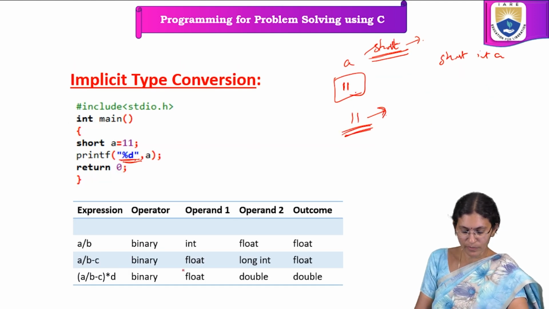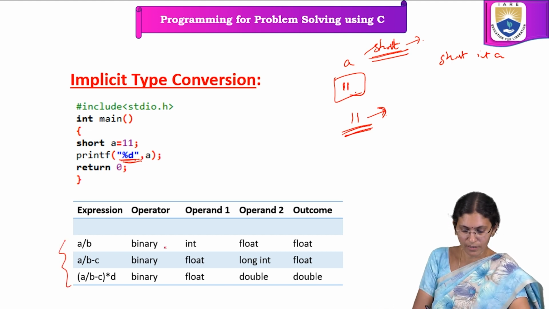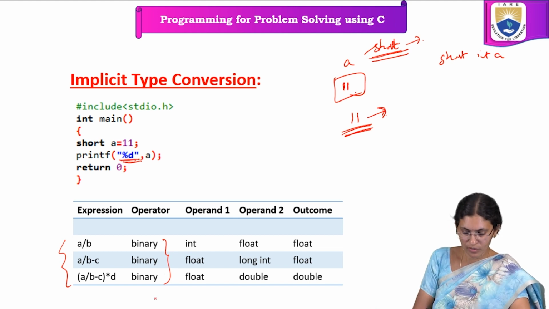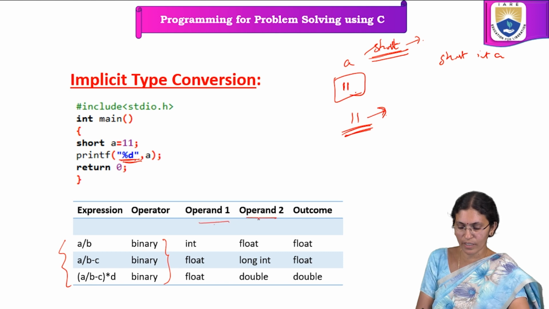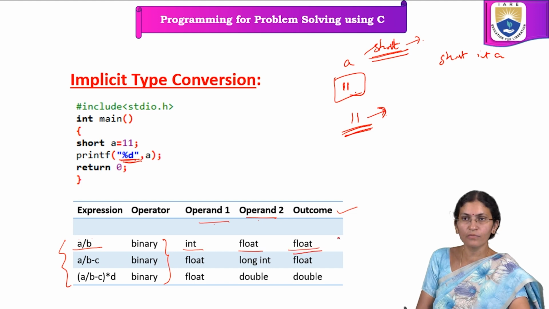Next, these are the expressions which we have considered. In operators we have seen unary and binary operators, and these are the binary operators we have considered. We have two operands, so what will be the outcome? Let us predict. If we have the expression a divided by b, where the data type of a is integer and the data type of b is float, the output will be a float type only.